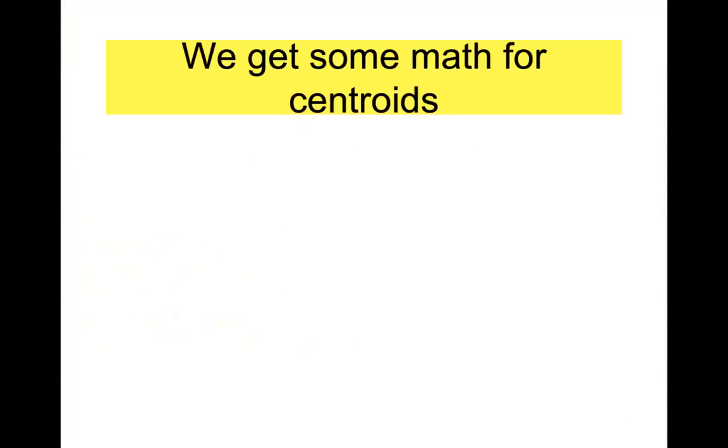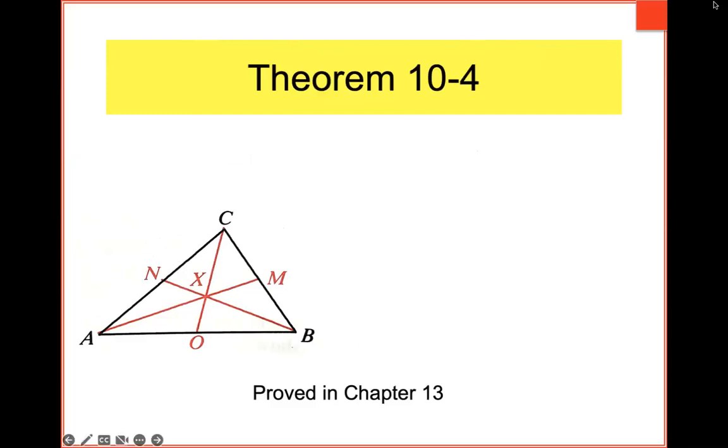All right, so we actually get some math and we get a formula from the centroid. And let's see what it is. So this is 10.4. I don't have enough that I can prove it, but I will prove it in chapter 13. We just need some extra stuff before we prove it. All right, what I want you to do is think about any triangle.